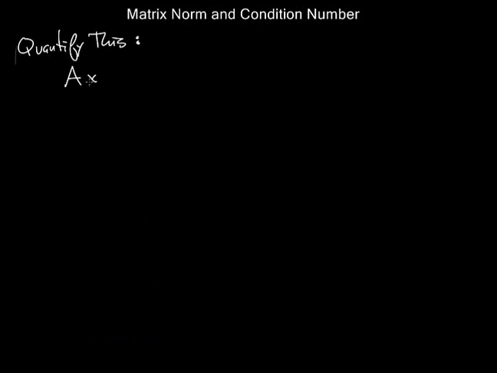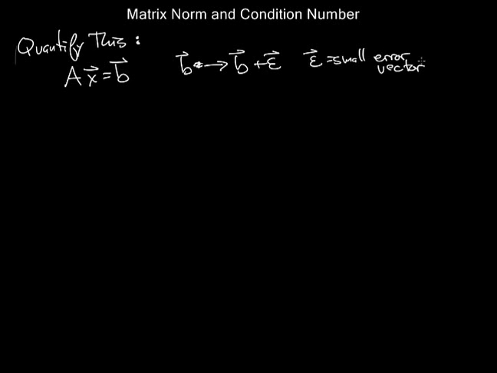Okay, so let's quantify this. Let's make this whole issue a little more precise. So we're solving Ax = b. And now let's suppose we perturb b a little bit. We replace b with b plus epsilon, where epsilon is some small vector pointing in some direction. I don't know where, just somewhere. And the consequence is that x is going to be replaced with another vector, x plus delta. And the question is, how big is delta going to be?